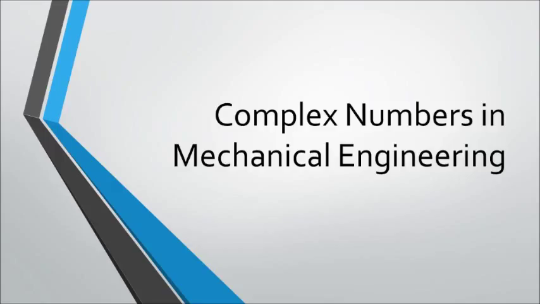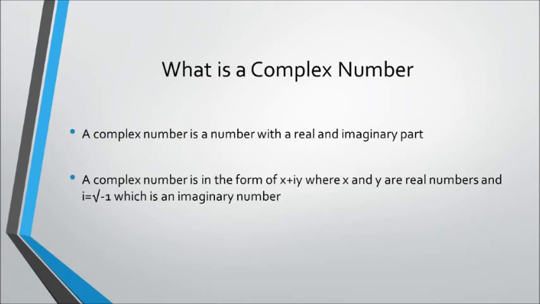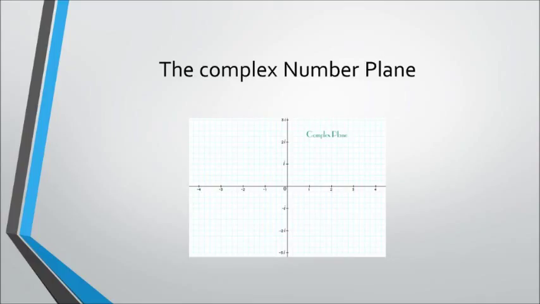Complex numbers are used in a variety of engineering applications. What is a complex number? Complex numbers are made up of an imaginary part, iy, and a real part, x. i is the square root of -1, which makes it imaginary. The complex number plane is a 2D plane with a real axis and an imaginary axis. The x direction is the real part of the plane, while the y direction is the imaginary part.